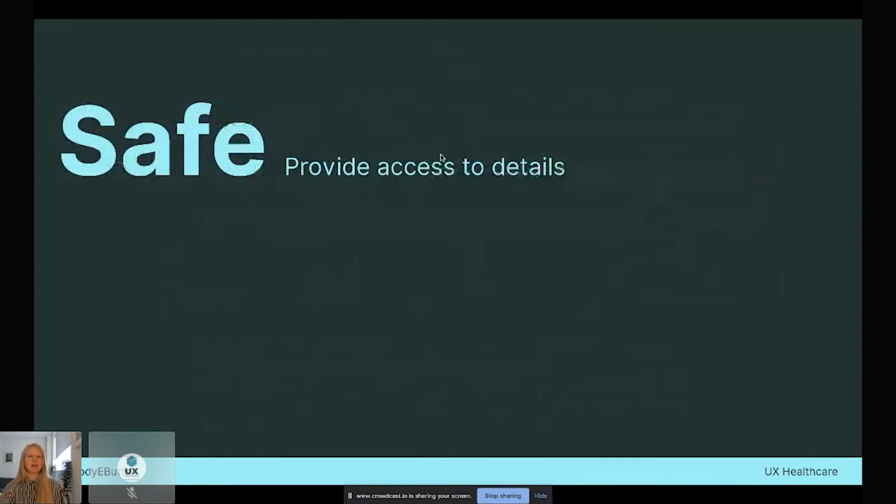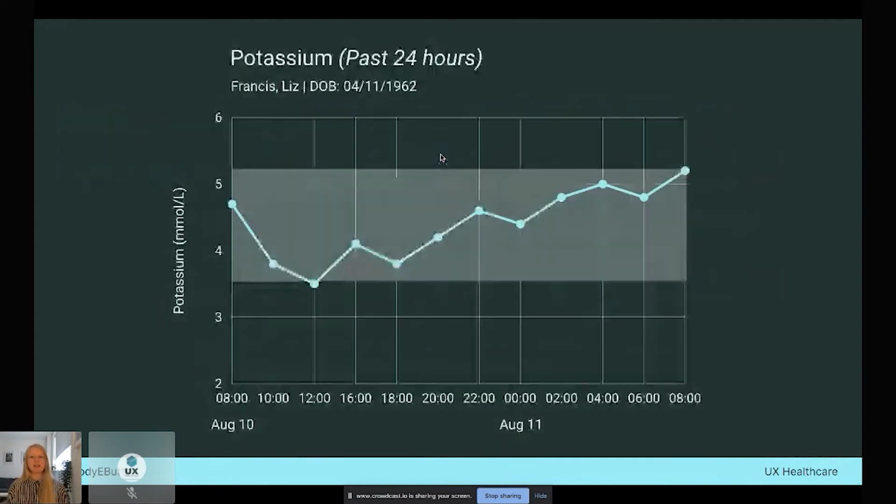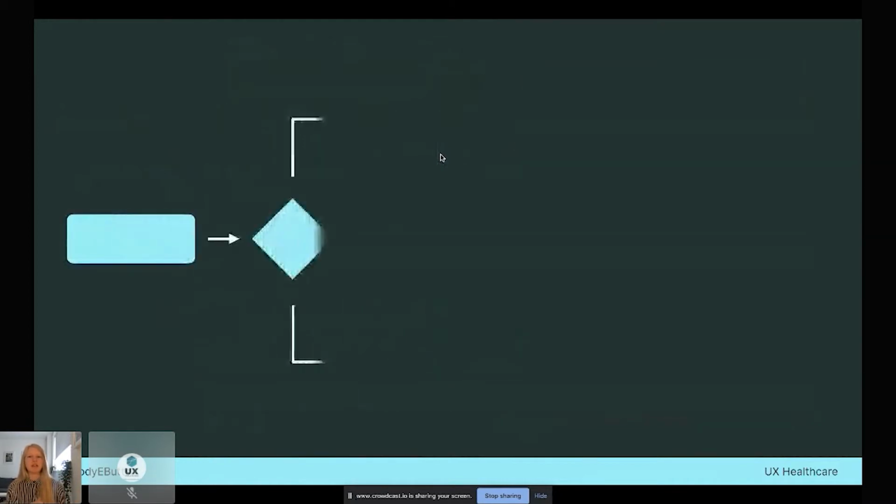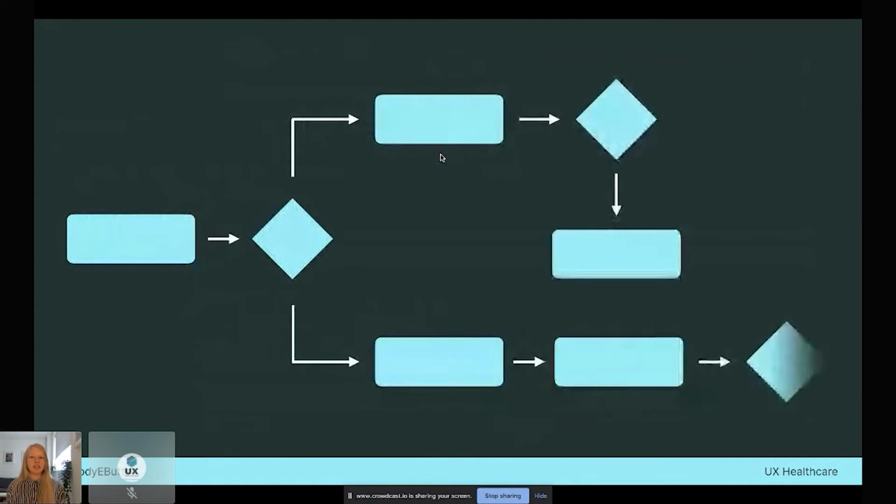Something else to consider with safety is to provide access to details. If you remember from the critical care example, every single data point has a huge amount of metadata that is important to have available. Now, we probably can't put all of these things face up or even in one giant popover, but we can be really careful with how we are prioritizing this data and allowing the user to access the additional details. But to know how to manage all of this, we need to really understand the clinical workflow, their goals and needs, and the decisions that they're making to make sure that we can provide the right details at the right time along their clinical workflow.